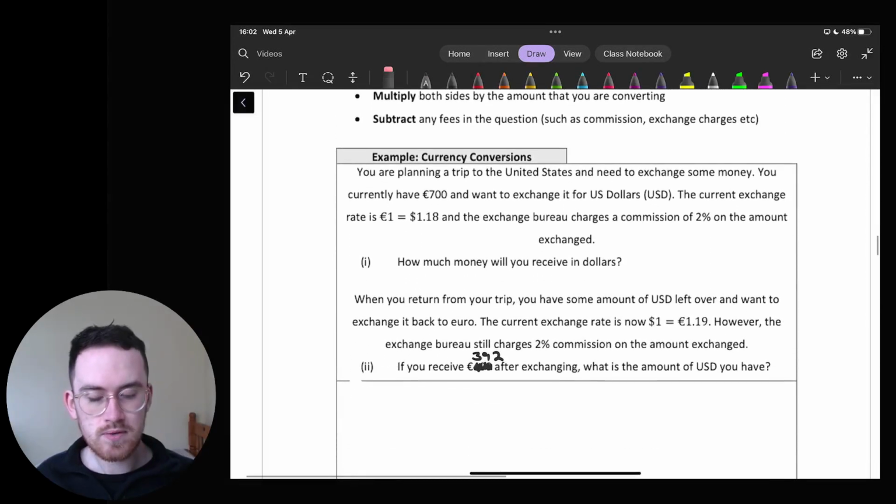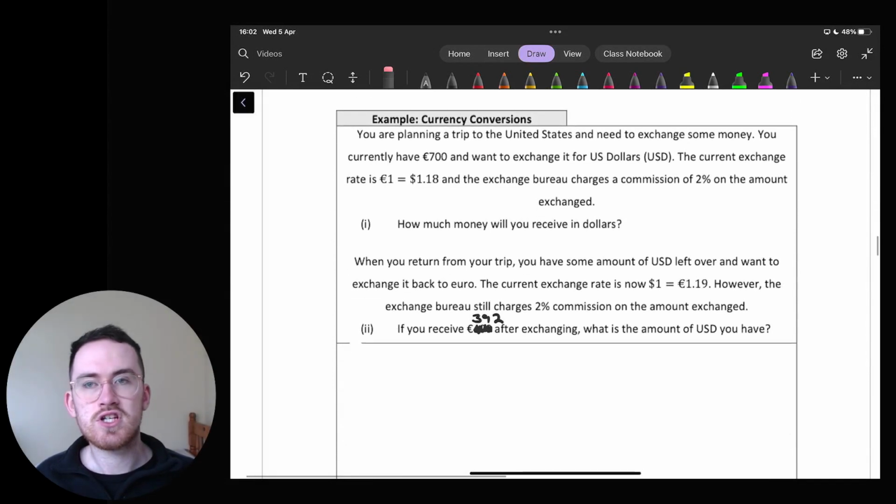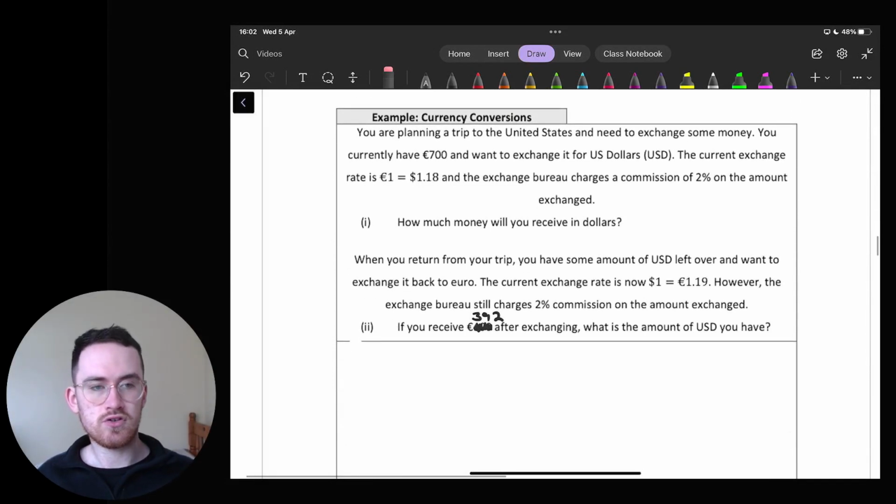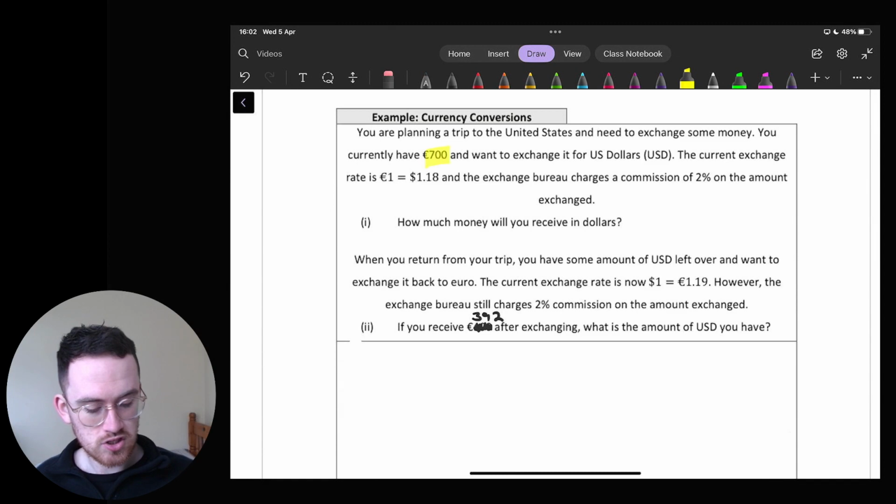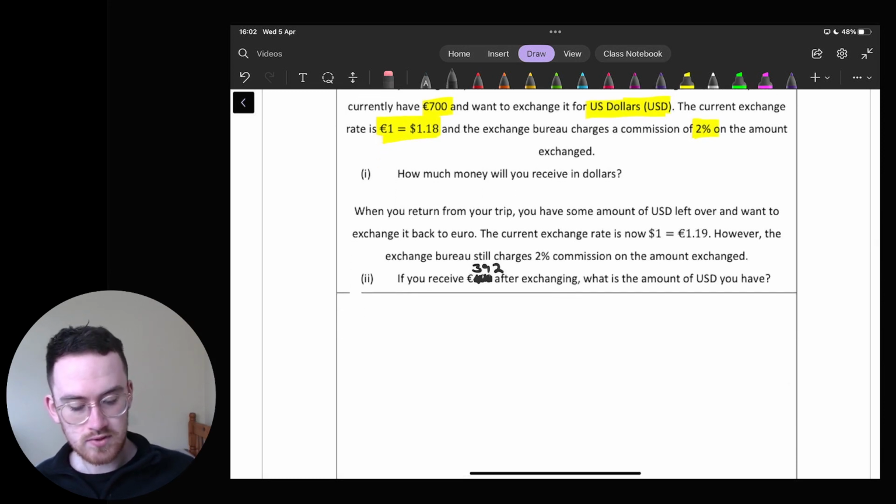So we're planning a trip to the US. We have to exchange some money. You currently have €700 and you want to exchange it to dollars. The exchange rate is €1 is $1.18 and we have commission of 2%. How much money will you receive in dollars?